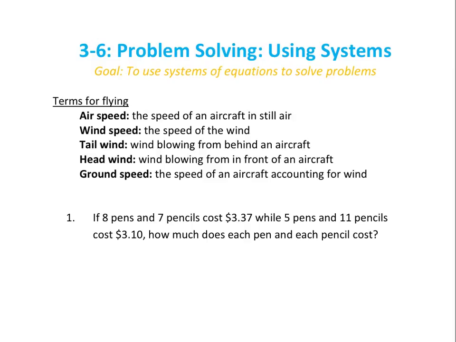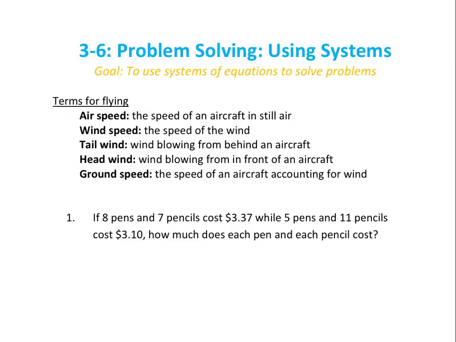So real quick before we get into it, I'm going to go through these terms for flying. They also work for boating, which will come in handy for problem number 3 that we're going to do. Just to understand the difference between tail speed, wind speed, ground speed, and what a headwind and tailwind is. Obviously wind speed is the speed of the wind. A tailwind is at your tail behind you, so it's going to speed you up. A headwind is in your face, so it's going to slow you down.